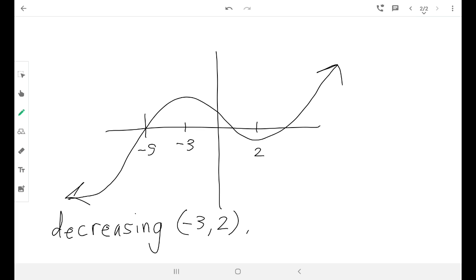It's also increasing. I'm just going to write that instead of writing the entire word. It's also increasing from negative infinity to -3, and also increasing from 2 to positive infinity. So I hope that helps with domain and range interval notation.